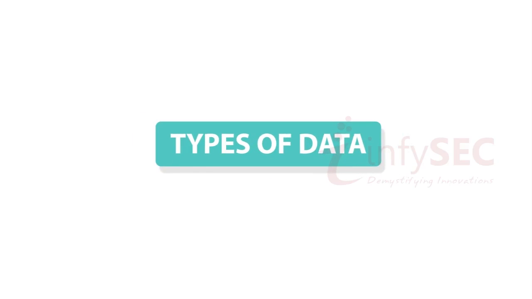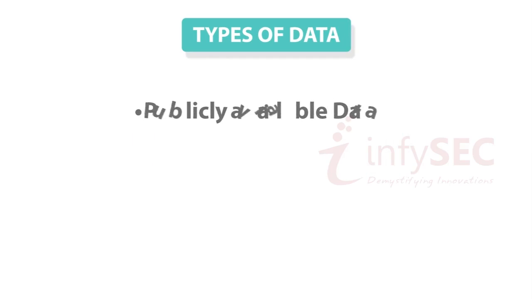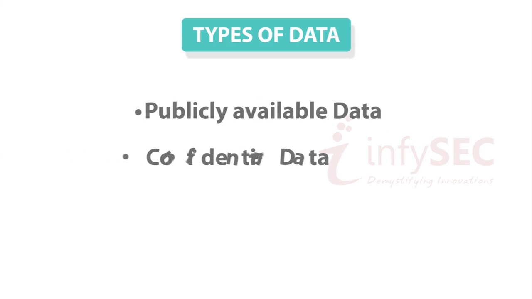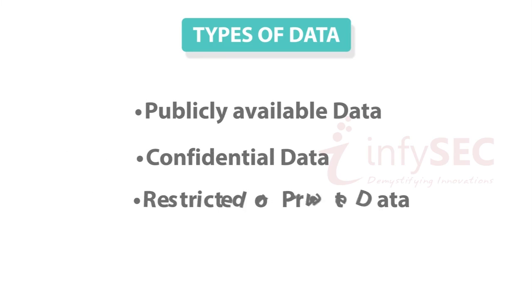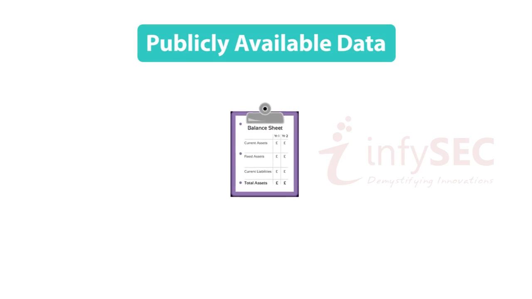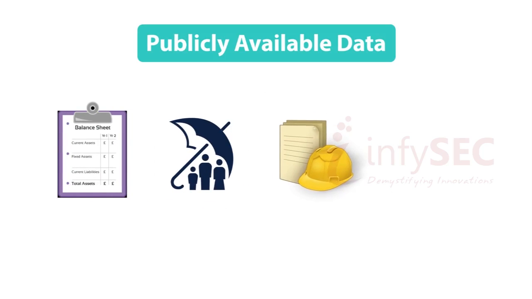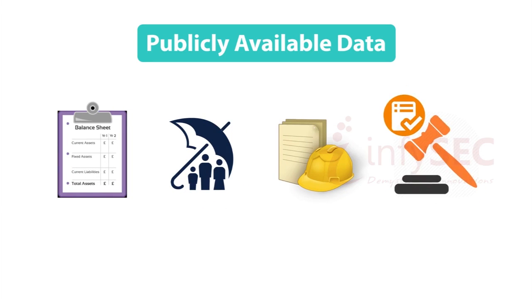Types of data. Data can be classified as publicly available data, confidential data, and restricted or private data. When data is publicly available to all, it is known as publicly available data. Example: a bank's balance sheets and insurance policy details, a government's tender notices, and job posts held by authorities.